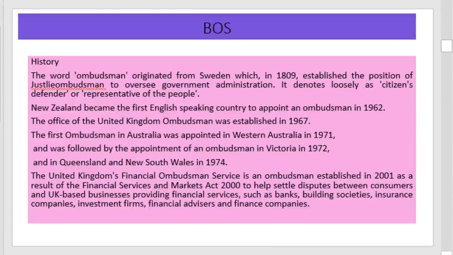The first Ombudsman in Australia was appointed in Western Australia in 1971, and in Victoria in 1972, Queensland and New South Wales in 1974. The UK's Financial Ombudsman Service was established in 2001 as a result of the Financial Services and Markets Act 2000 to help settle disputes between consumers and UK-based businesses providing financial services such as banks, building societies, insurance companies, investment firms, etc.